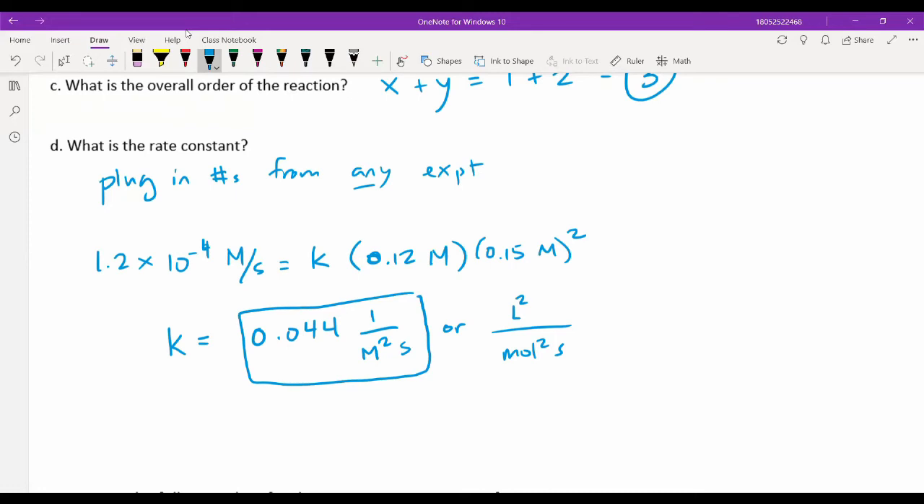Okay, so I hope that makes sense. And again, any experiment you choose, you should get the same value for k since it's a constant.